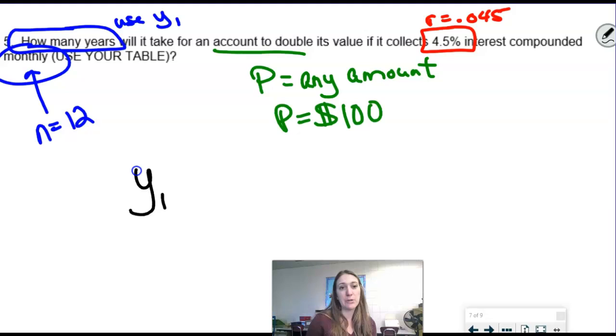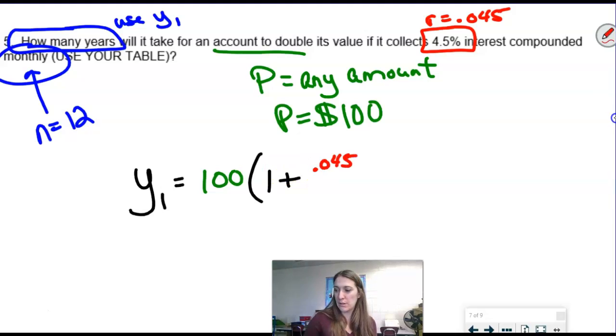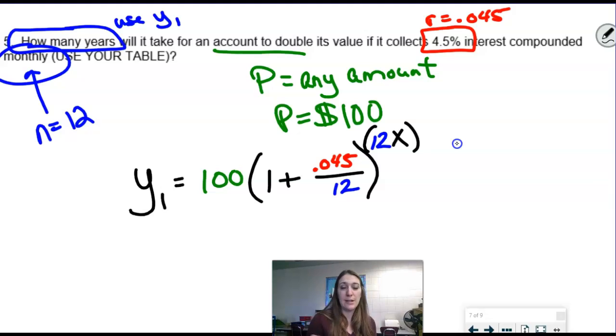All right, so what we're going to do is we're going to go to Y1, and we're going to type in our equation. So it starts with $100 for me, $1 for Mrs. Meyer, and then 1 plus the 0.045. It's being divided into monthly payments, so 12. And then up in the exponent, that 12 shows up again, but I don't know how many years I have to leave it, right? So I have to call that an x or a t or some sort of variable, but because I'm using y equals, I'm going to use an x. Now remember, our older calculators have to put the parentheses around that exponent. All right, to the calculator.